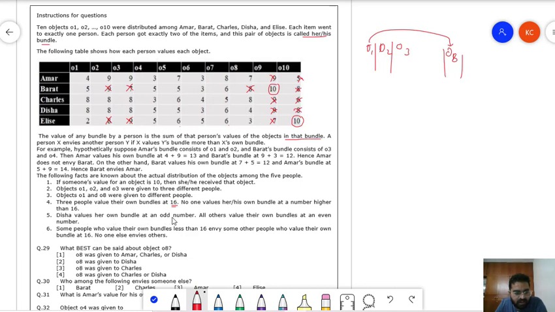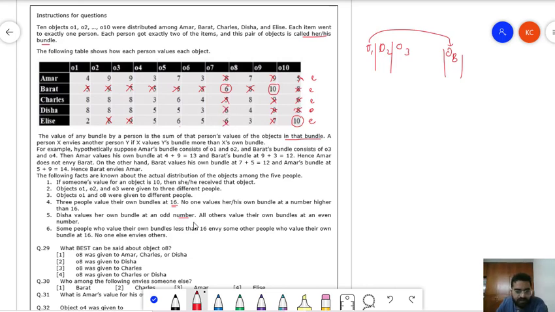Disha values her bundle at an odd number. All other numbers are even. So even, odd, even, even, even. Okay, some value. Okay, so now if you see Bharat has to be even, that means these numbers are not possible. 10 ke saath mein combination mein, so this is the other number. So yahan pe bhi I'll cross. These numbers are not possible.